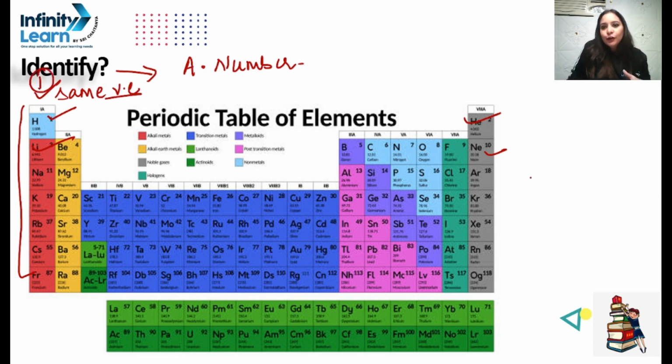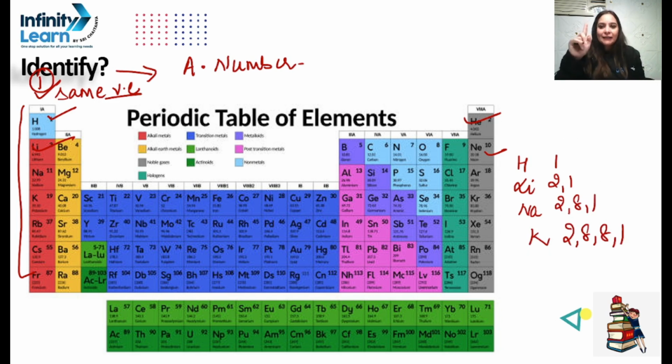Okay, I'll just show you the electronic configuration. See, the first group is hydrogen, lithium, sodium, right? So if you write the configuration, it will come out like this. You can see that all of them have 1 valence electron, and as we move down, every time a new shell is being added.